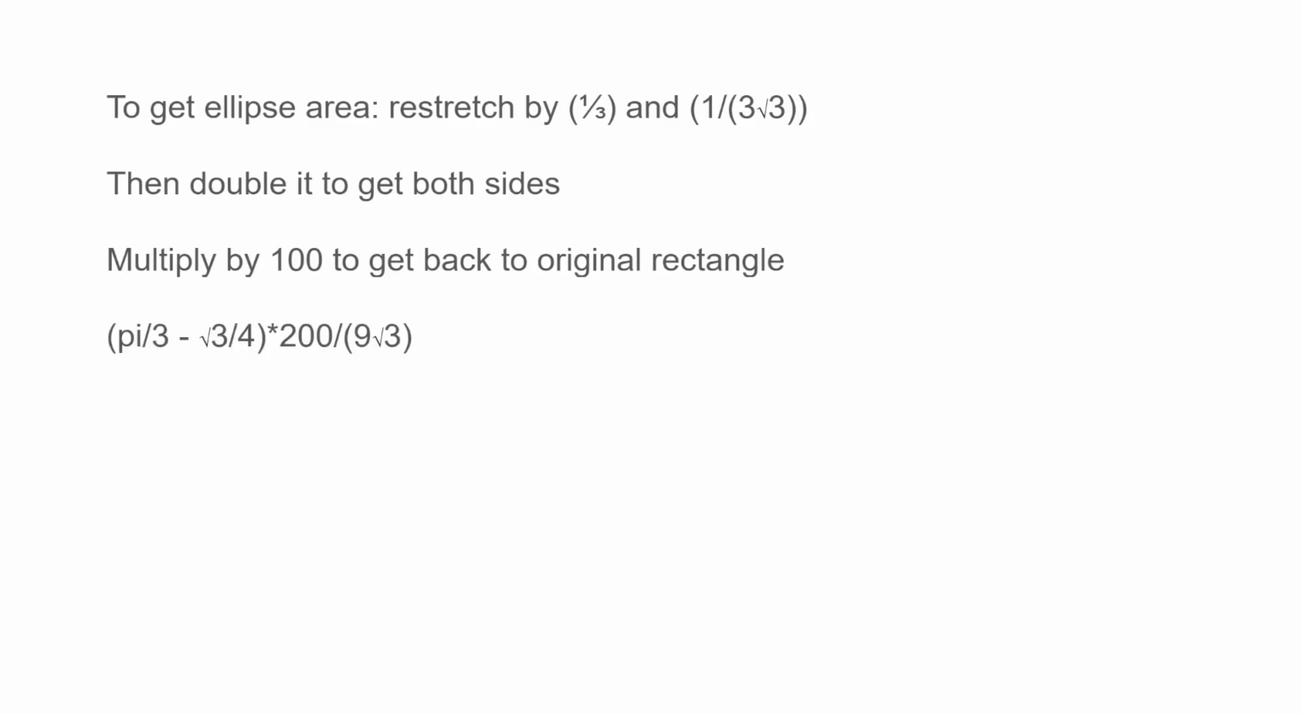So if I do all that, I take this area that I found before times 200 and divide it by 9 root 3. That's just 3 and 3 root 3 together. And so I get something like 200 times this business, which is about 7.88. And that's where I get it.